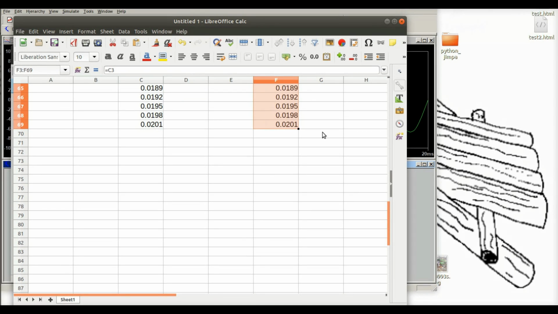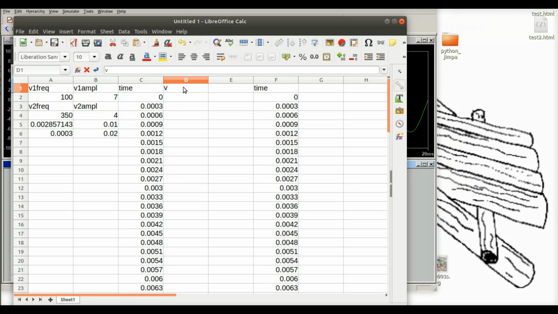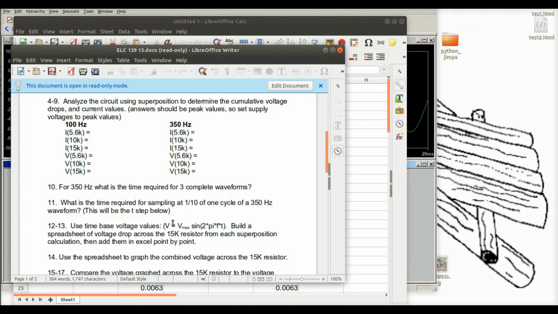Control C, highlight what you want, and then Control V. Now I'm going to build my first voltage waveform, V1 and V2, and I'm going to go back and use this equation. Now I know my max, I know what my frequency is, and I know what my time is. My time is going to come out of that column.